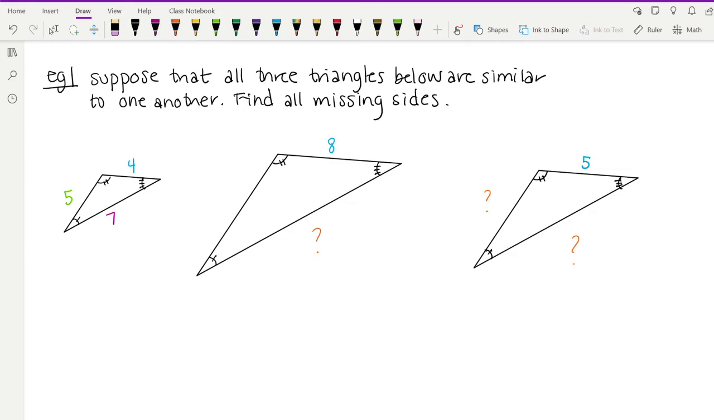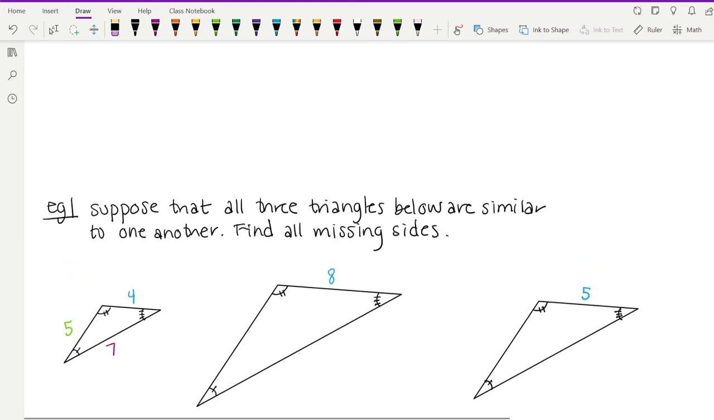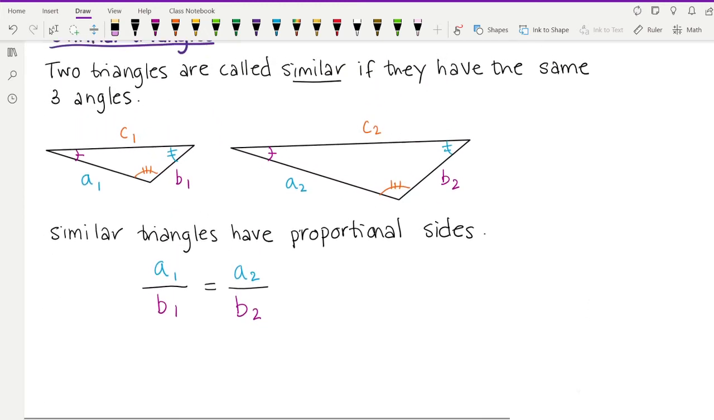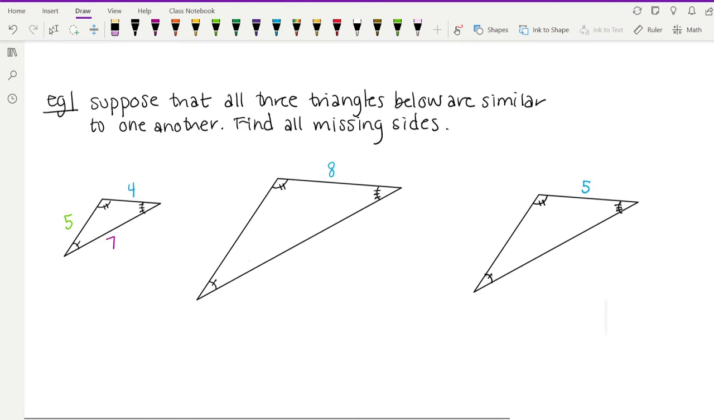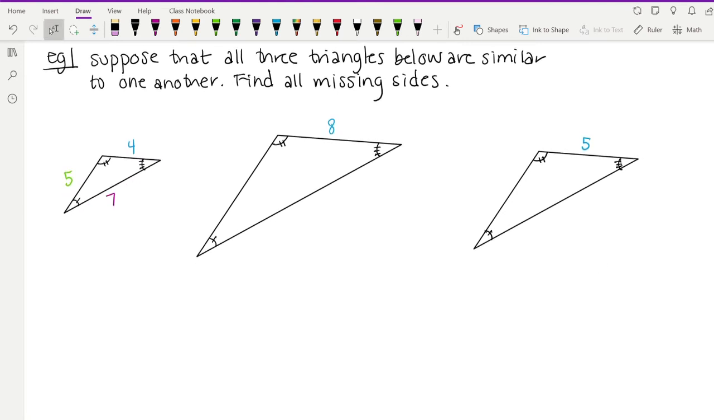I would recommend pausing the video and seeing if you can figure at least some of these out yourself. I think the first one is a little bit easier. You can either just think about what similar triangles mean, or you can go back and use this ratio idea and actually solve equations. So pause the video, try it yourself, and then we'll come back together and do it.